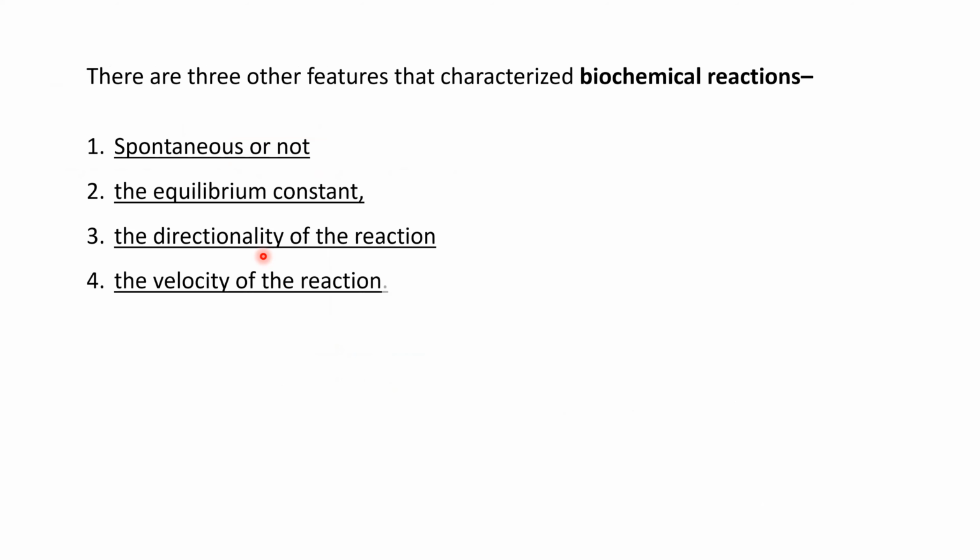So the next is, there are three other features that characterize the biochemical reactions. Spontaneous or not, that we have already established today. The next is the equilibrium constant. The other one is the directionality of the reaction, whether it is reversible or irreversible, moving forward or backward, and the velocity of the reaction. So obviously the rate of the reaction, right? So that was basically for today's discussion.